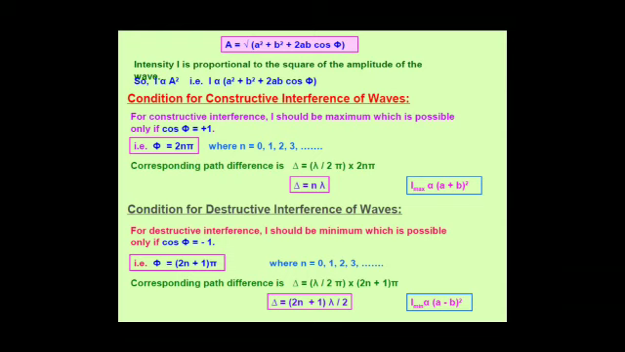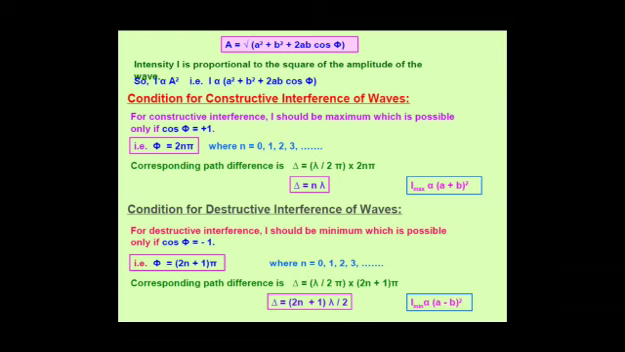For maximum intensity, as we can see from the formula, A and B are constants. Phi is also constant, but cos phi can have different values. So for maximum intensity or constructive interference, cos phi should be 1. This is only possible when phi, or the phase difference between the two waves, is 0 or 2 pi or 4 pi or 6 pi or 8 pi and so on.